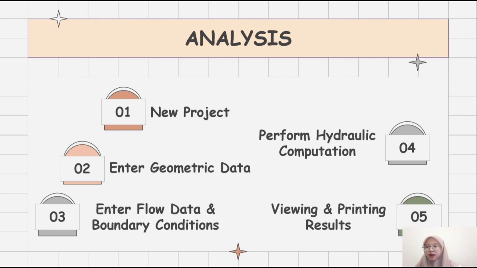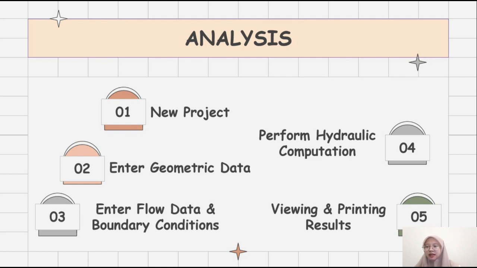Fourth, perform a hydraulic computation. To perform the steady flow analysis, the geometry and steady flow file are selected. By clicking the compute button at the bottom of the steady flow analysis window, the steady flow calculation can be performed immediately.